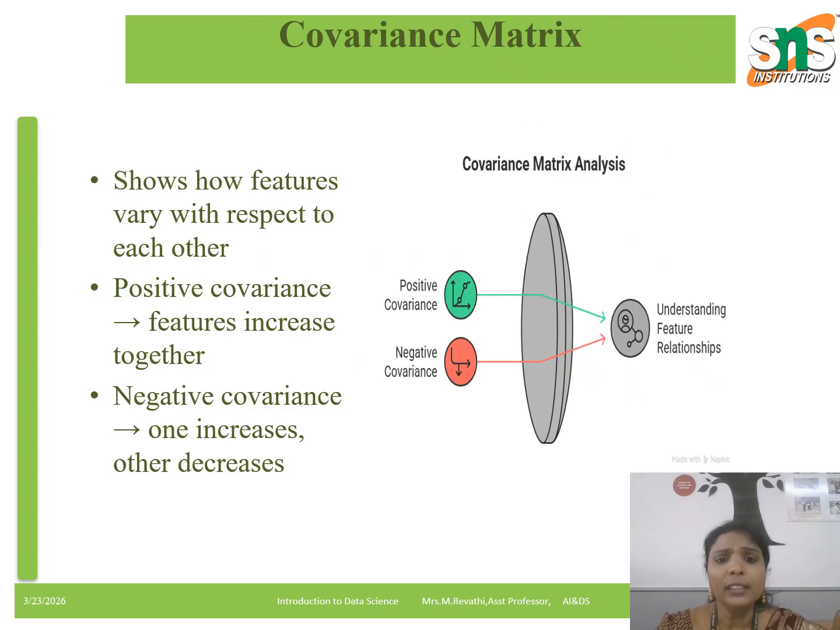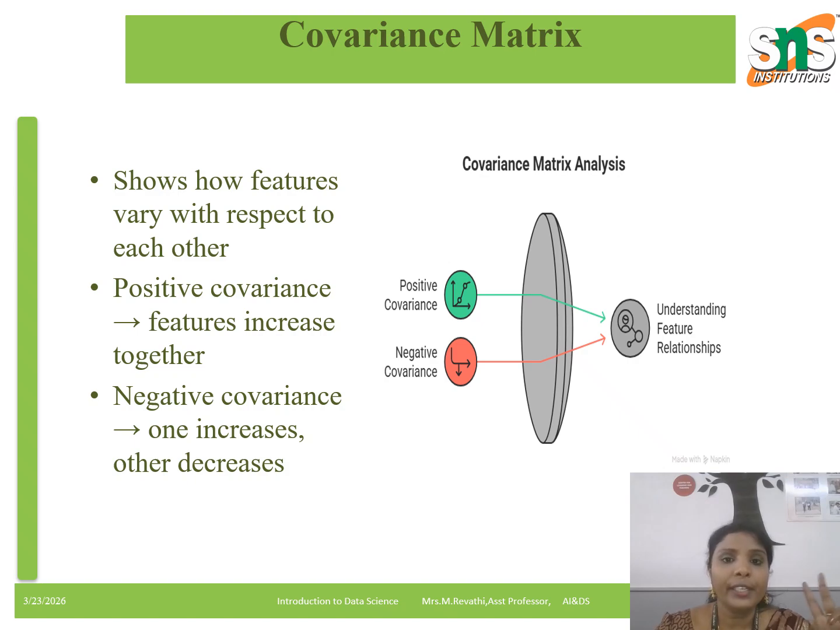Next, we see the covariance matrix. We calculate the covariance matrix. It tells us how two variables change together. If covariance is positive, both features increase together. If it is negative, one increases while the other decreases.